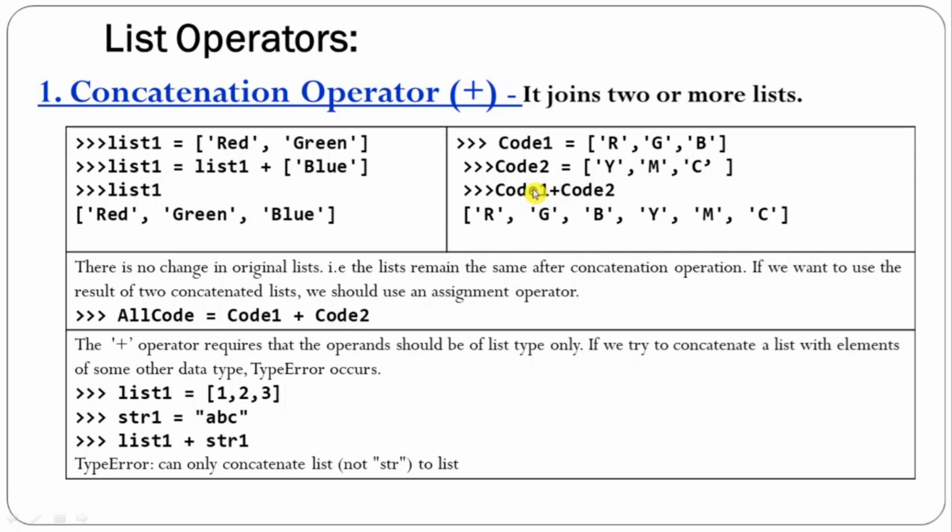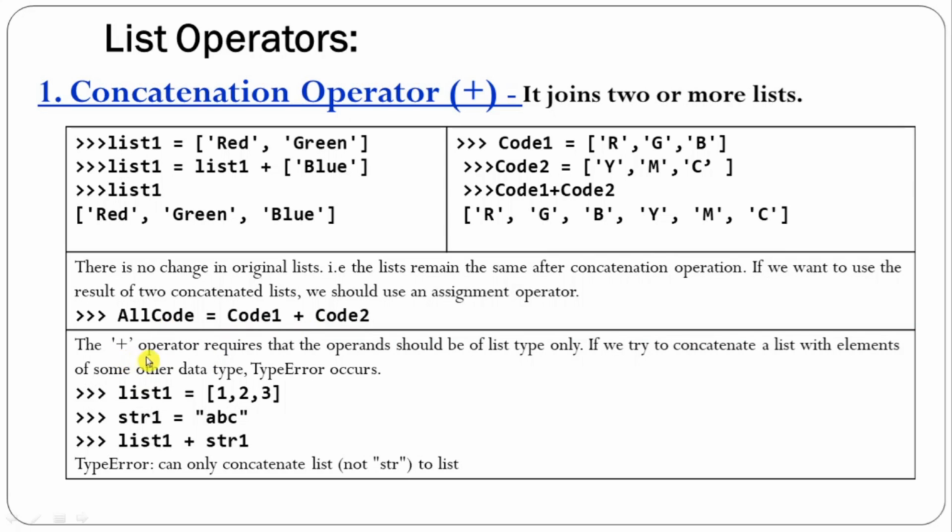Here we use two list objects, code1 and code2. The original lists will not change. This operation will produce a new list which has the values from both lists. If we want to use the result of the concatenated list, we should use an assignment operator, like allcode = code1 + code2. So here the concatenated result is stored into another list, allcode. The allcode is a list which contains the values from both lists, code1 and code2.